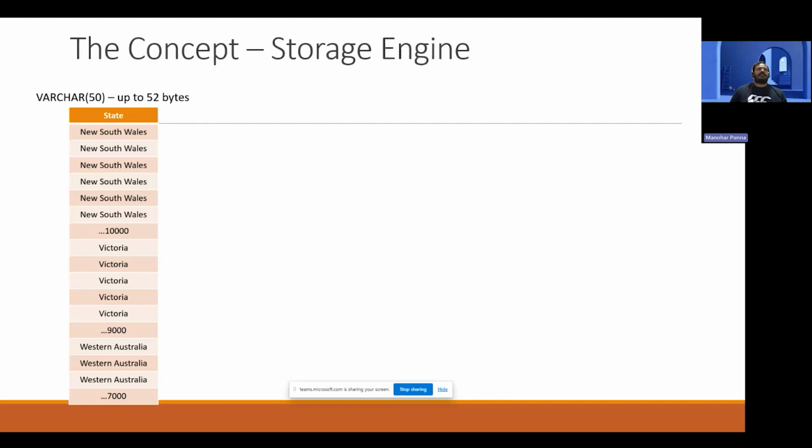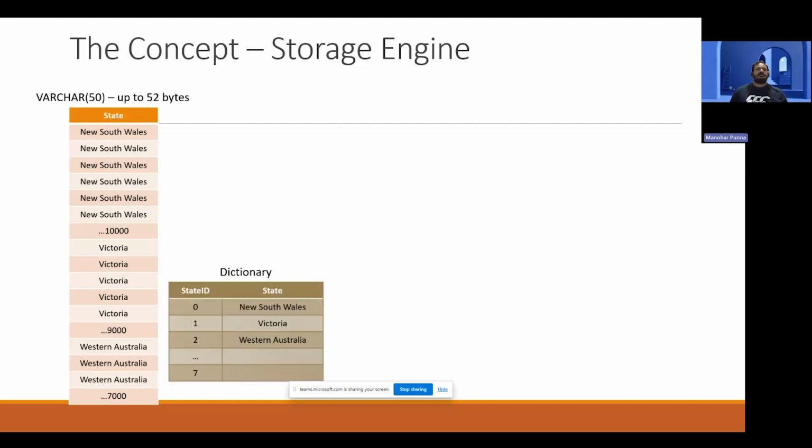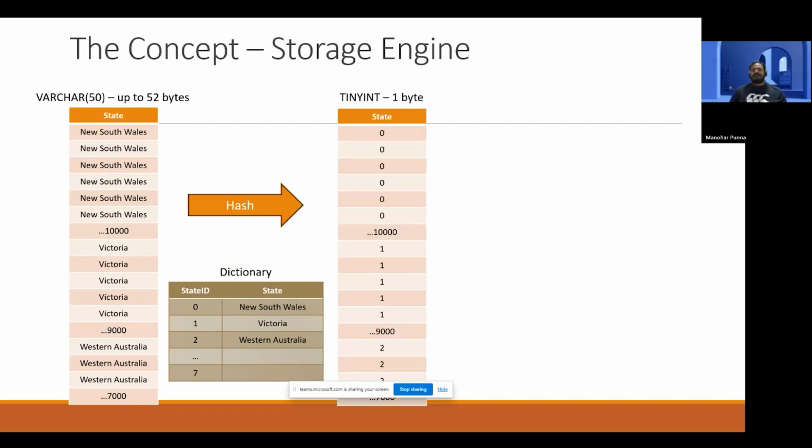I've taken the example of a state, right? A varchar 50 can be up to 52 bytes, depending on how many characters you have. Victoria is an easy one: there are 8 characters, so it saves around 10 bytes required for storing that value. When I have repetition, like 10,000 values of New South Wales, 9,000 of Victoria, and 7,000 of Western Australia, I can create a dictionary and say 0 is New South Wales, 1 is Victoria, 2 is Western Australia, up to 7, so 8 states. By the way, it starts with 0, so up to 7. And hash the values.